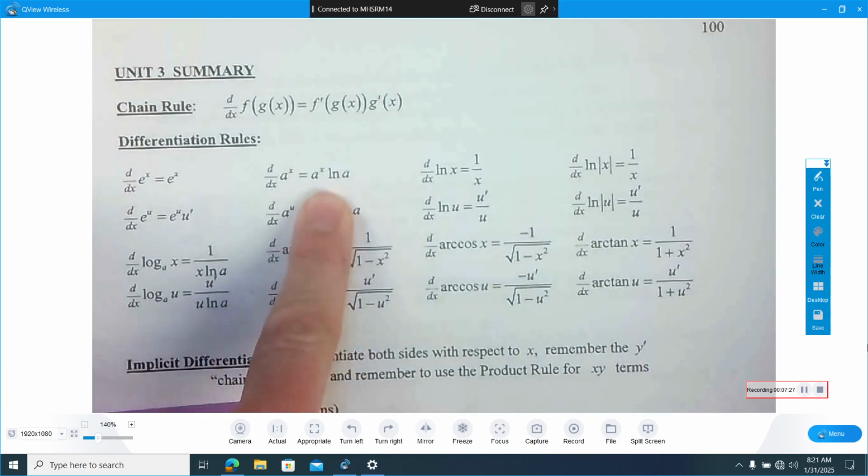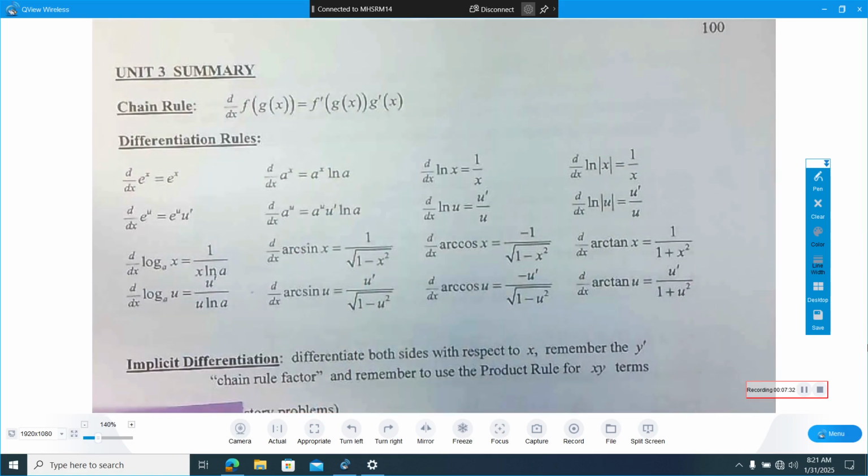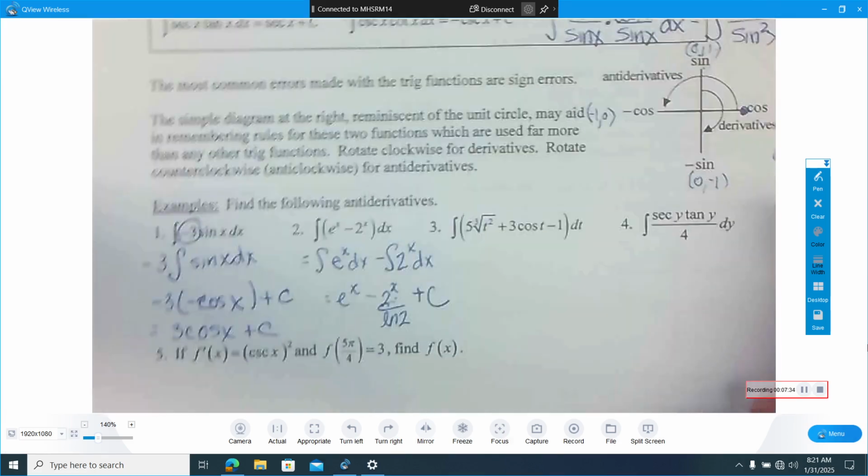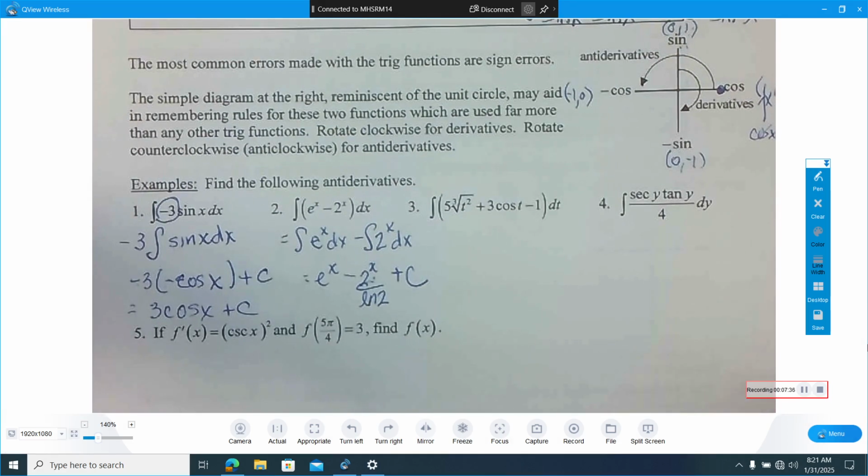Yeah, okay. So the derivative is multiply by the natural log of a. When we integrate, we're going to divide by the natural log of a. And you're going to see that sort of operation done a lot as well, just like we divide by the new power.